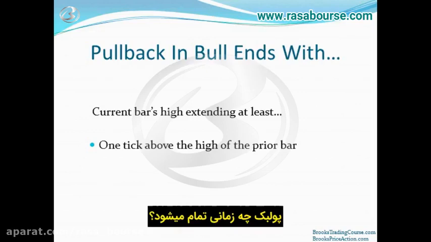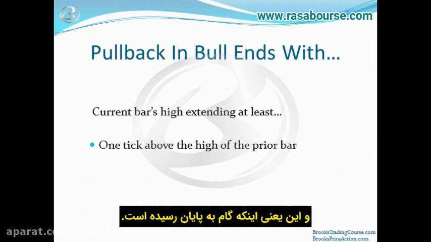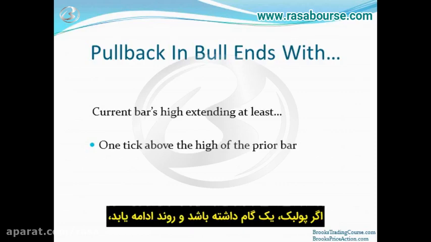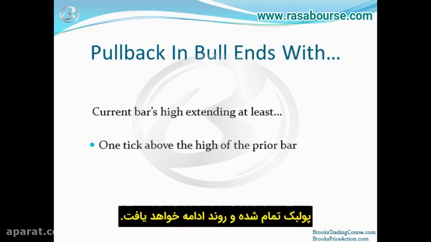When does the pullback end? As soon as the current bar's high extends at least 1 tick above the high of the prior bar, that is the end of the current leg down. If it's a total of a 1-legged pullback and the trend resumes, as soon as that current bar goes above the high of the prior bar, the pullback has ended and the trend is resuming.